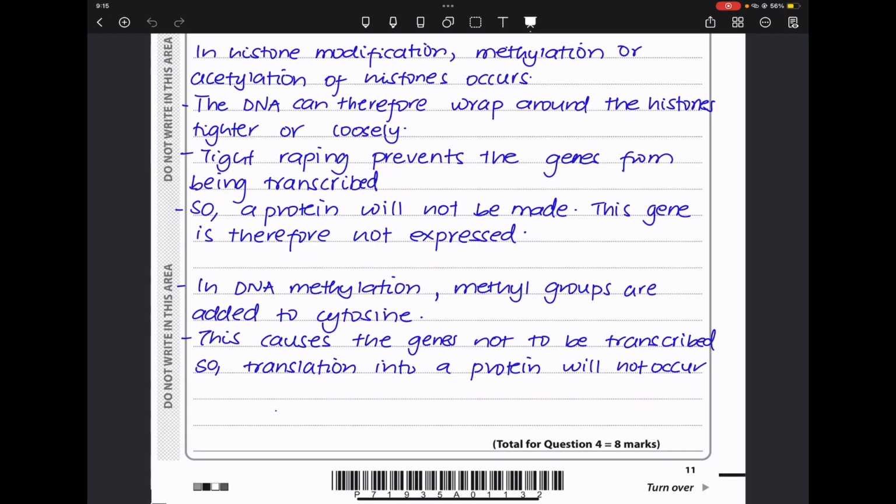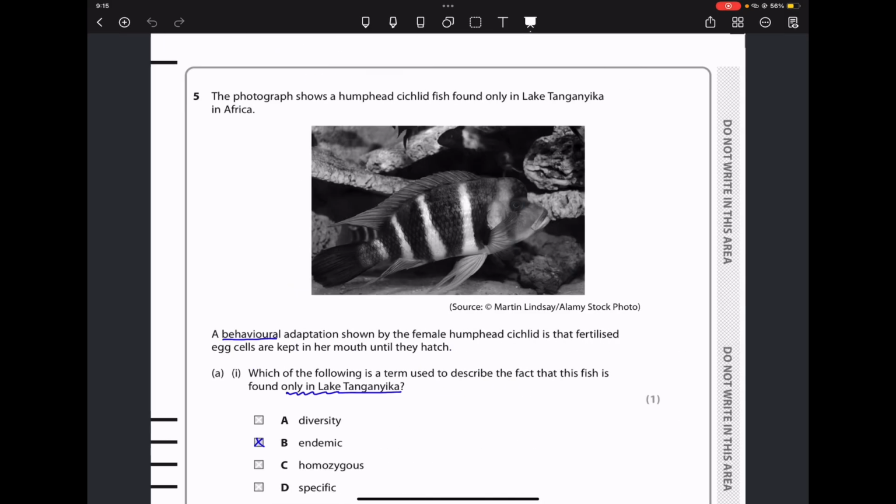So this brings us to the end of question 4. Let's continue to question 5. Question 5. The photograph shows a humped cichlid fish found only in Lake Tanganyika in Africa. This is the fish they're talking about.